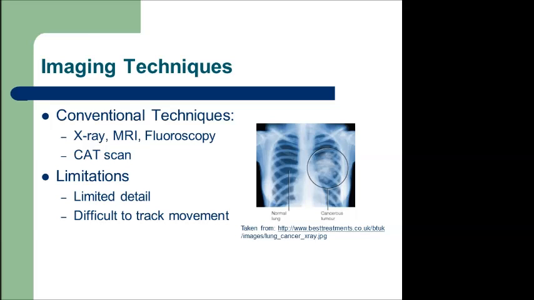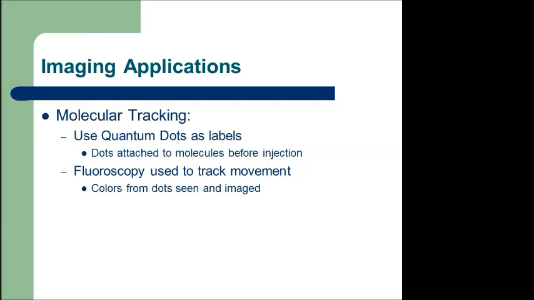So for this we have to use molecular tracking using nanotech. With nanotech we can do molecular tracking using quantum dots as labels. The dots are attached to molecules before injection. Fluoroscopy is used to track the movement. Colors from the dots are seen and imaged for this purpose. The color will change whenever it reacts with the cancer or tumor cells present there.